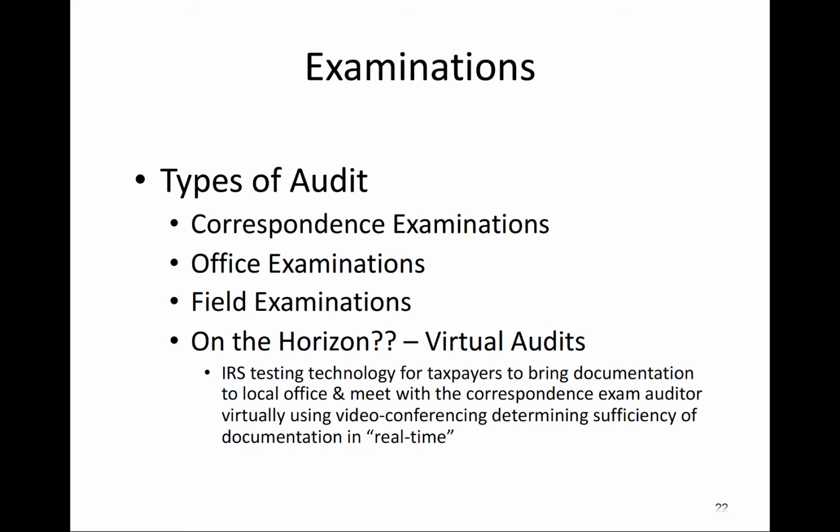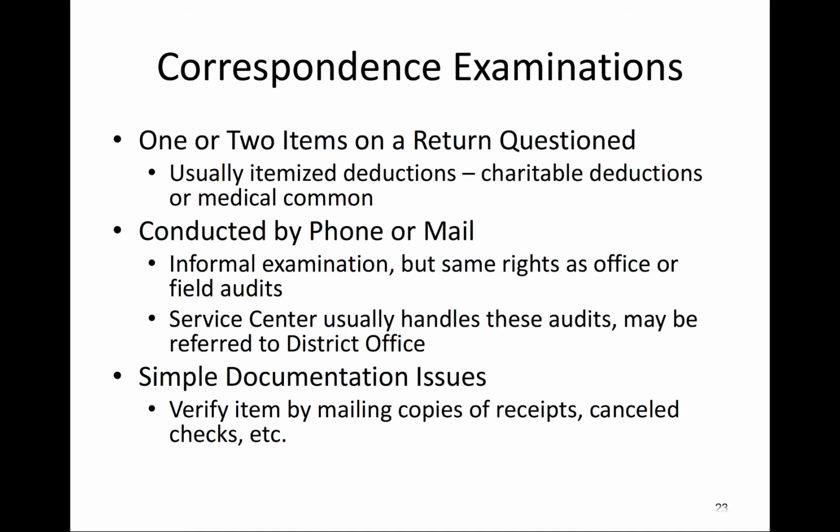So the types of audits. There's correspondence examinations, office examinations, and field examinations. And there can be even virtual audits in the future. Correspondence examinations are the most common. These are just one or two items on a return that are questioned. So you'll get an item in the mail that says, okay, your compensation deduction for your business just seems a little too high. We want to audit that amount. We want more information about that. And then you request documents. Usually the initial contact is through the mail, but after that, they will usually contact you through phone or whatnot. And you might actually have to come into a service center.